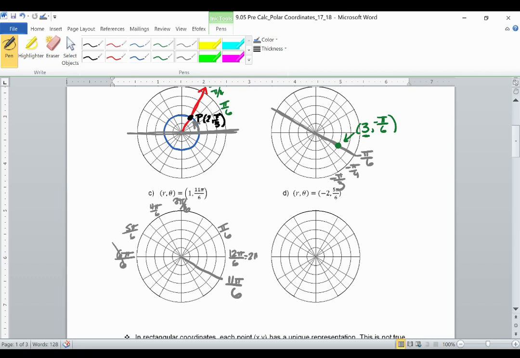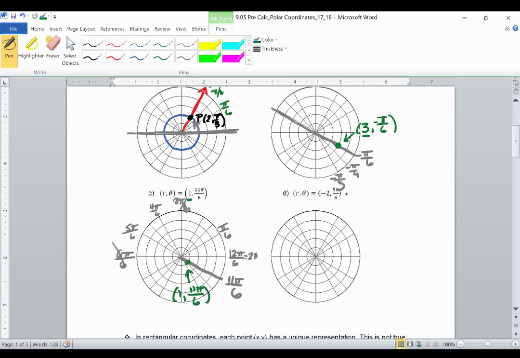So I have to be somewhere along this 11 pi over 6 line. So if I'm in this quadrant 4, and my first number is positive, I'm going to stay in quadrant 4. So I'm going to count 1 ring out, which is right here. So that would be my point 1, 11 pi over 6.